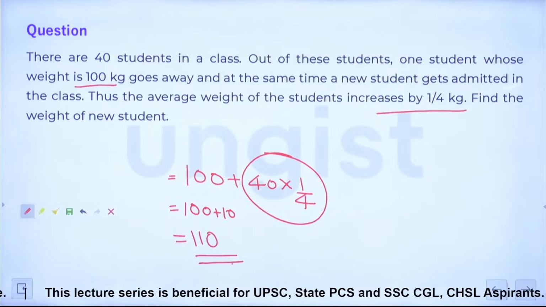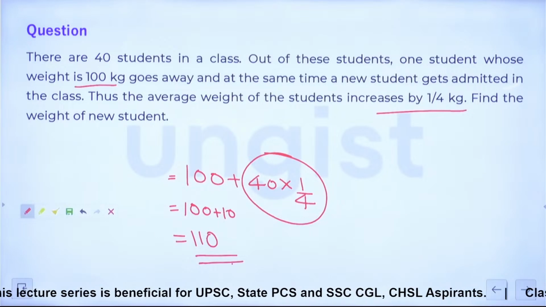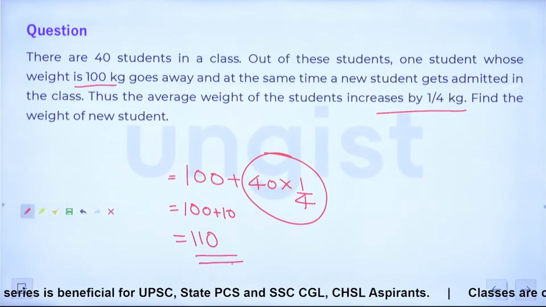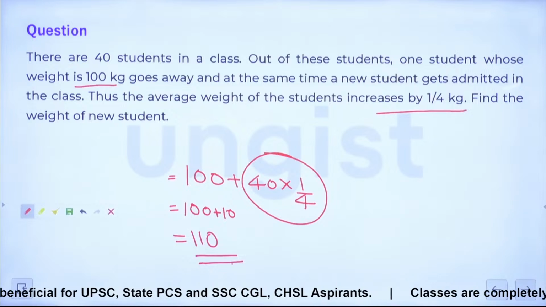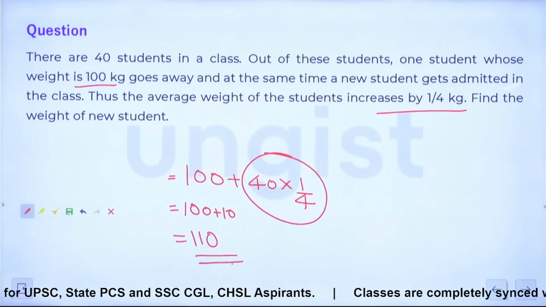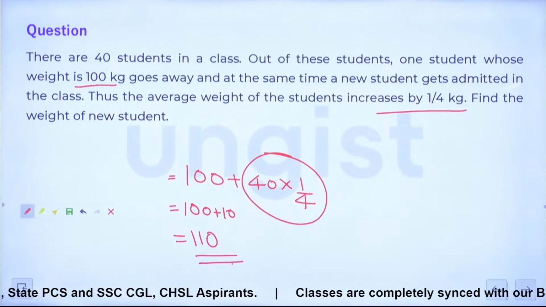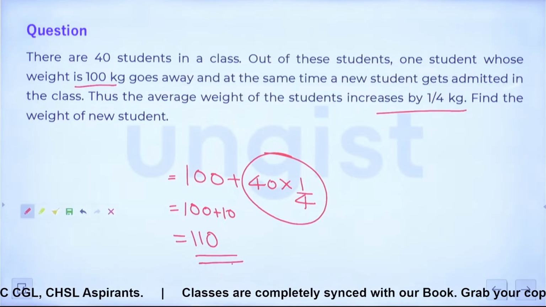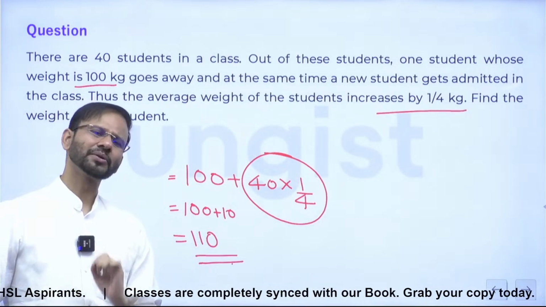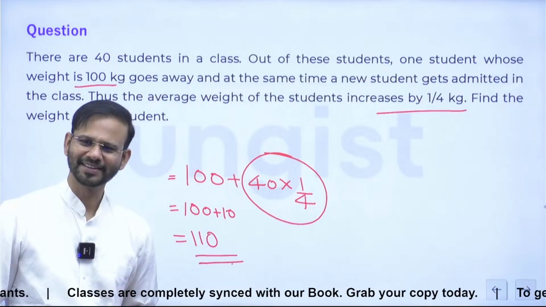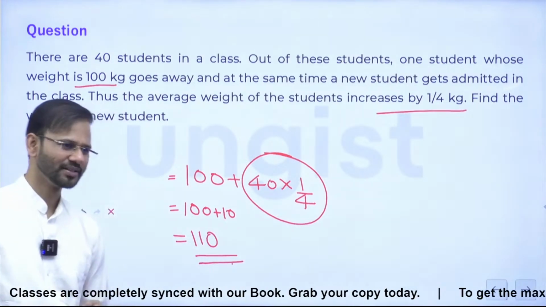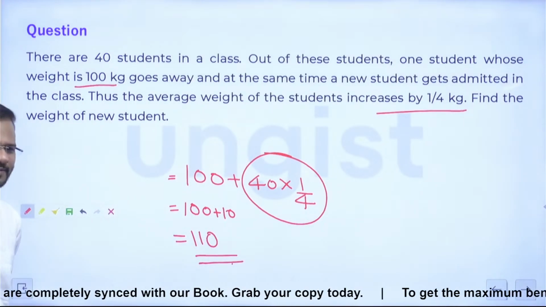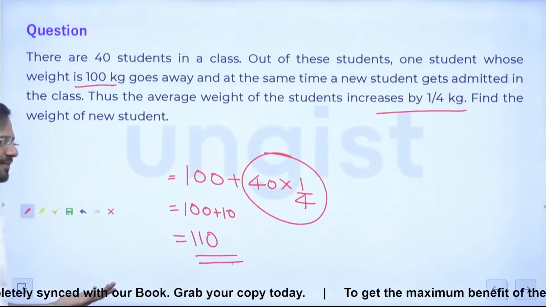All right. Pratyusha, your answer is right. Teja, it is 110. It is not 100 by 100 into 1/4. It is 40 into 1/4. Right? Because 40 students are there. Clear now? How simple the question is. Right? How simple. Okay? It's fine.